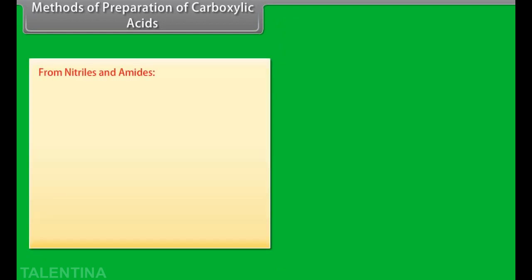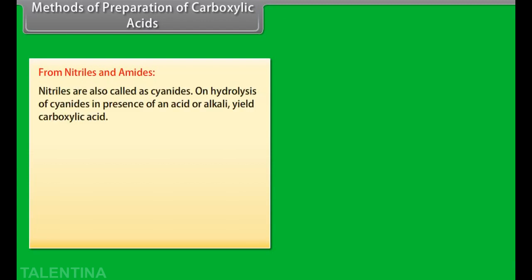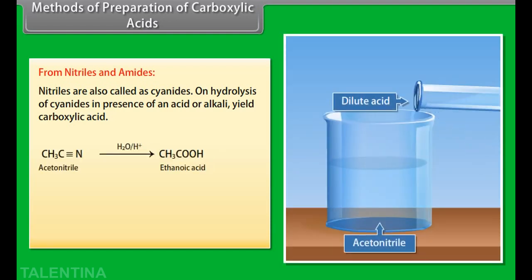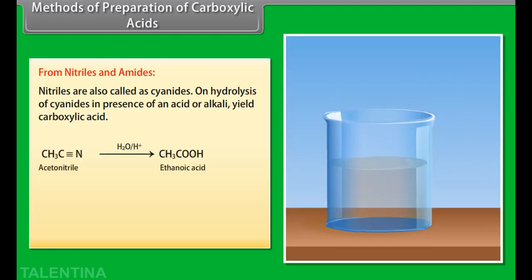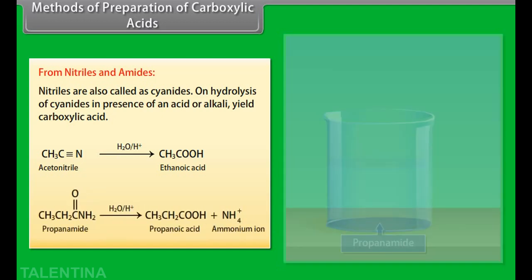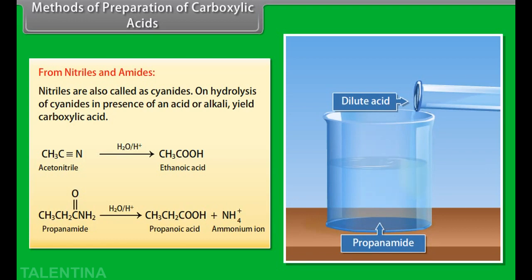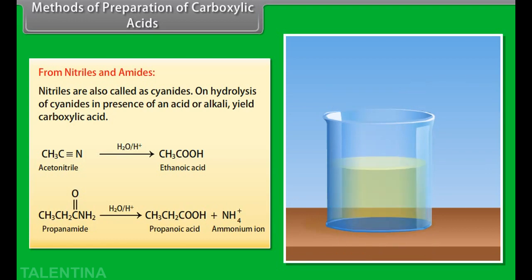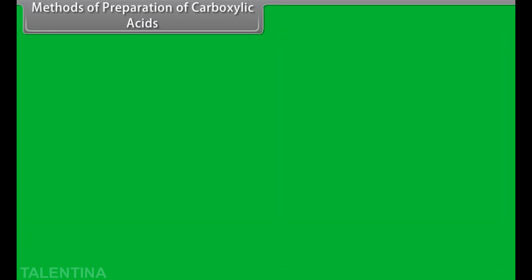From nitriles and amides. Nitriles are also called cyanides. Hydrolysis of cyanides in the presence of an acid or alkali yields carboxylic acid. Hydrolysis of acetonitrile in the presence of an acid forms ethanoic acid. On hydrolysis of propanamide in the presence of an acid, it forms propanoic acid and ammonium ion.